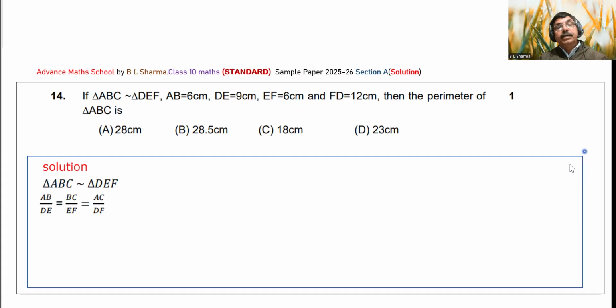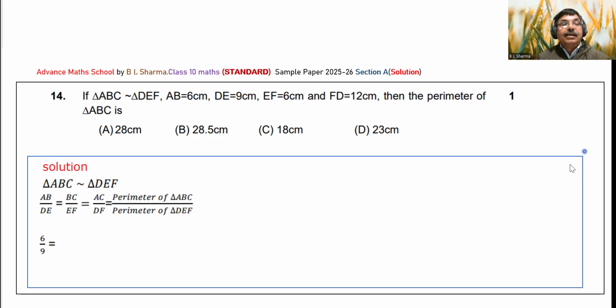These are two similar triangles. The ratio of corresponding sides is equal, but note it down that it will also be equal to the ratio of their corresponding medians. That is also equal to the corresponding altitudes. That is also equal to the corresponding angle bisectors. Please note it down.